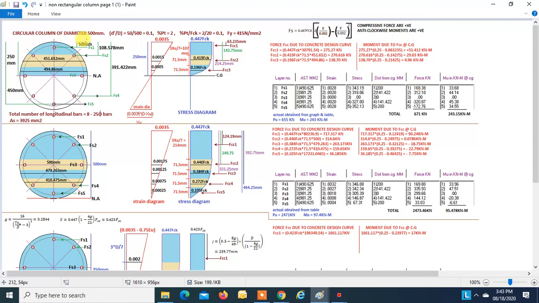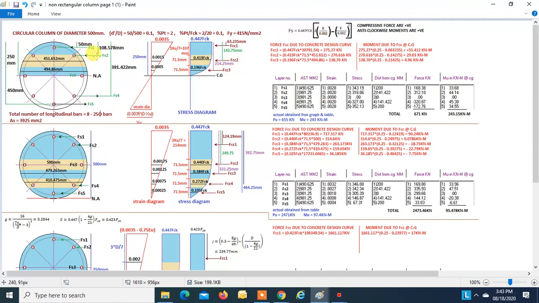Now this force will give an anti-clockwise moment about C. This distance is shown over here, the distance from CG, that is 200. So this distance is 200, right? So force into distance will give you the moment. This force is anti-clockwise, so the moment is positive.